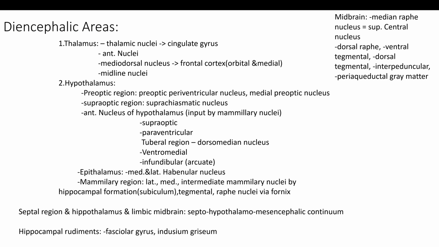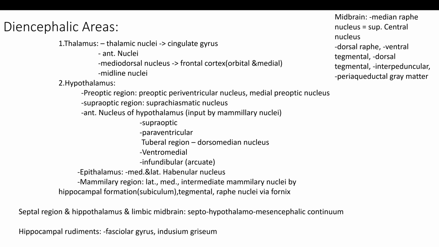The diencephalic areas: thalamus, with nuclei projecting to the cingulate gyrus, anterior nuclei, medial dorsal nucleus projecting to frontal cortex, orbital medial part, midline nuclei. Hypothalamus, preoptic region, preoptic periventricular nucleus, medial preoptic nucleus, supraoptic region, suprachiasmatic nucleus, anterior nucleus of hypothalamus, receives input from mammillary nuclei, supraoptic and paraventricular nuclei, tuberal region with a dorsomedial nucleus, ventromedial nucleus, infundibular arcuate nucleus, epithalamus, medial and lateral ventral nucleus.